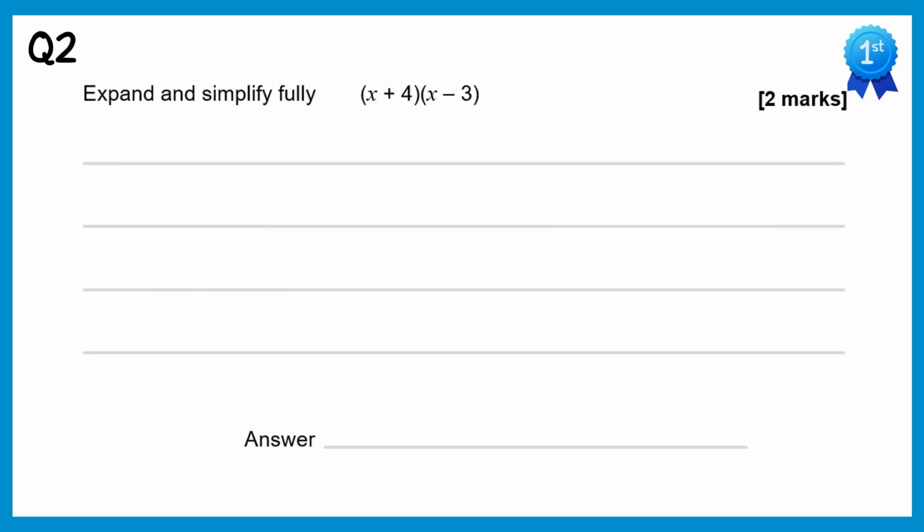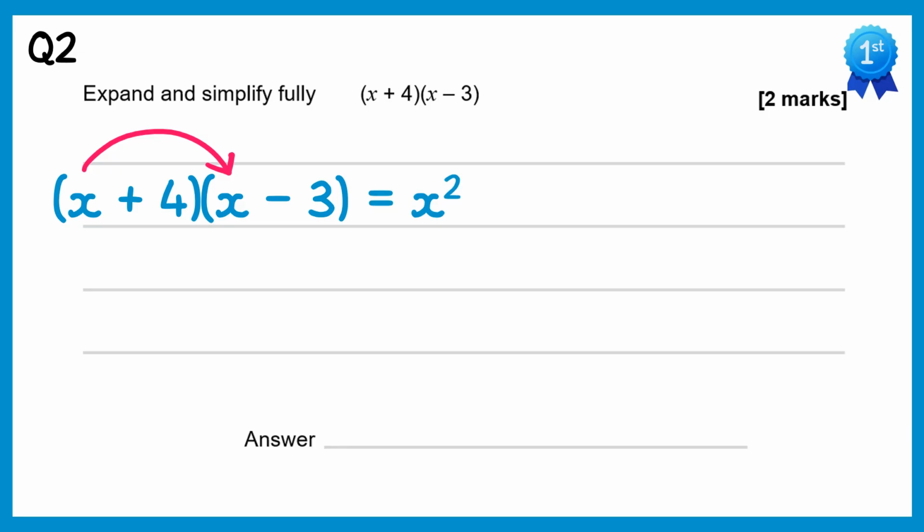For this question, we need to expand and simplify some brackets. So what we're going to do is take these brackets and multiply all terms in the first bracket by all terms in the second bracket. Let's start with x times x. That gives you x squared.